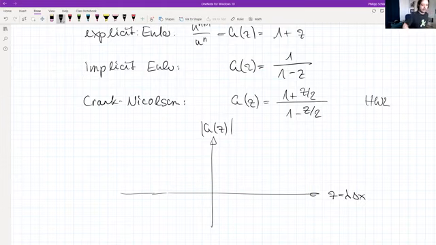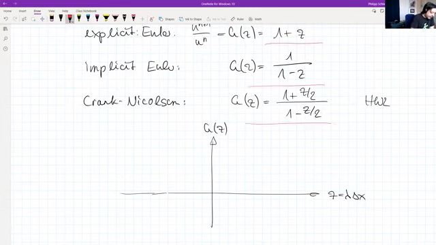So this is the absolute value. Now, what I would like to plot here is actually just G. Sorry, I got confused. I would like to plot now the explicit Euler, the implicit Euler, and the G of Z if I just assume lambda to be a real number. So not a complex one, but just a real number.